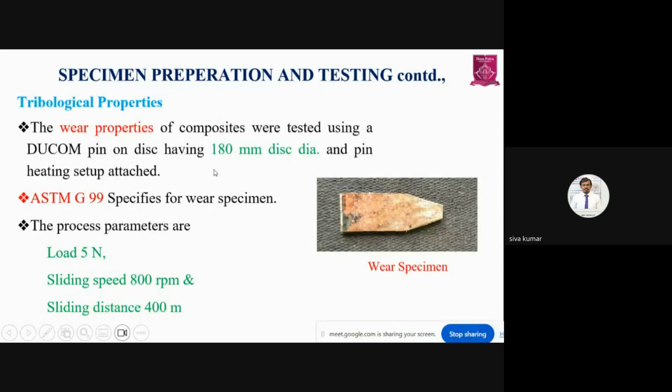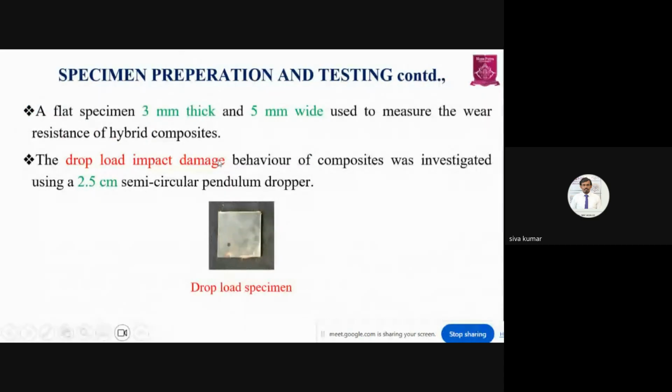And here I have mentioned the tribological property specimens. The ASTM standard G99 specifies the wear specimen. I used the pin-on-disc method with a load of 5 Newton, a sliding speed of 800 RPM and a sliding distance of 400 meter. The disc has 180 mm diameter, and a flat specimen 3 mm thick and 5 mm wide is used to measure the wear resistance of composites.